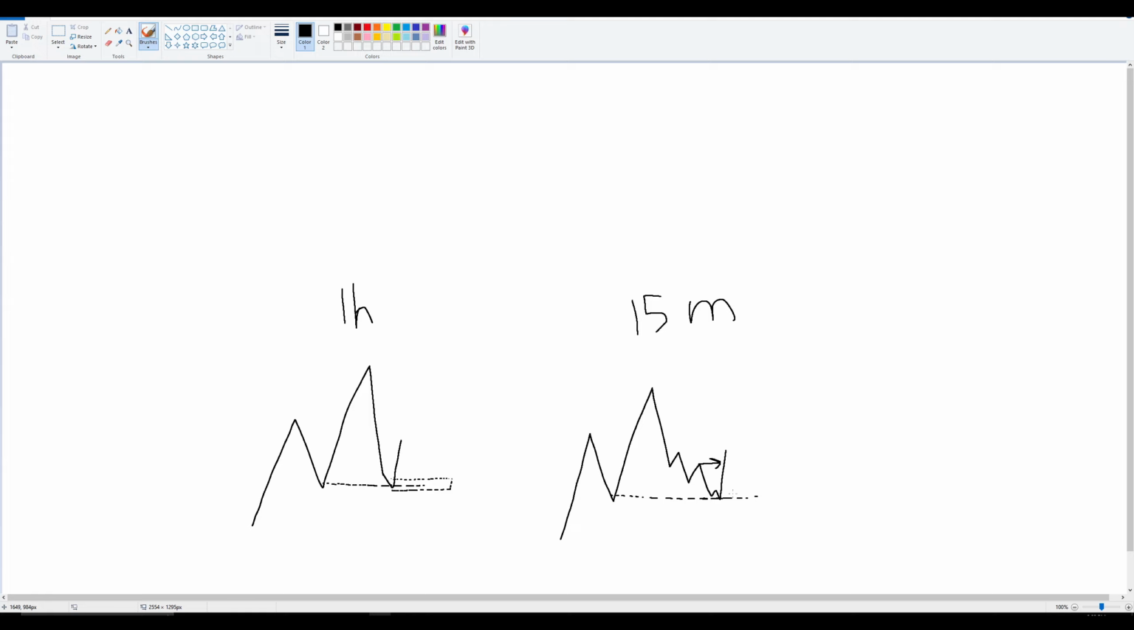Now, there's a couple problems I see with this. One, if there's an order block at the level of where you entered, then there's a high probability that price may come back down for smaller time frame confirmation to mitigate that one point and then take off without you.